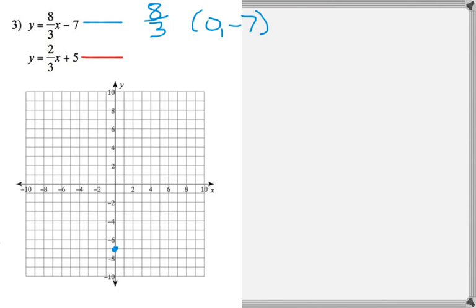Then I need to go up 8. 1, 2, 3, 4, 5, 6, 7, 8, and over in the positive direction 3. That would be that guy right there. Then I have enough space. I can go ahead and go up 8 again. 1, 2, 3, 4, 5, 6, 7, 8, and over 3. 1, 2, 3. That would be this guy right here.